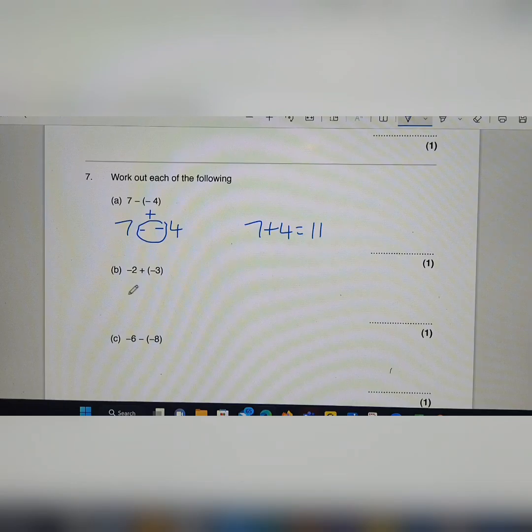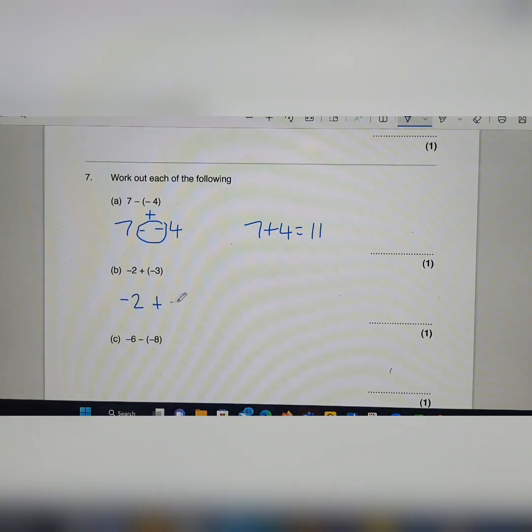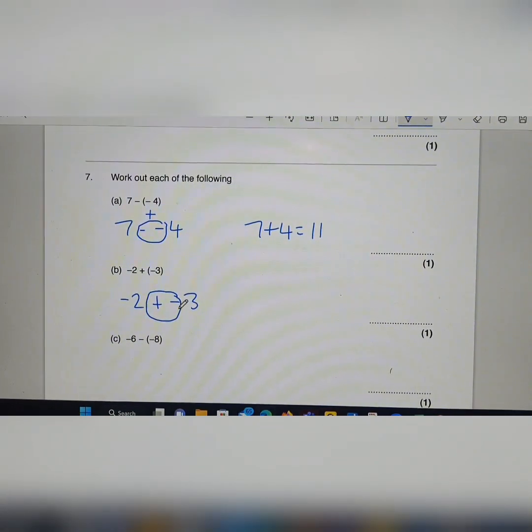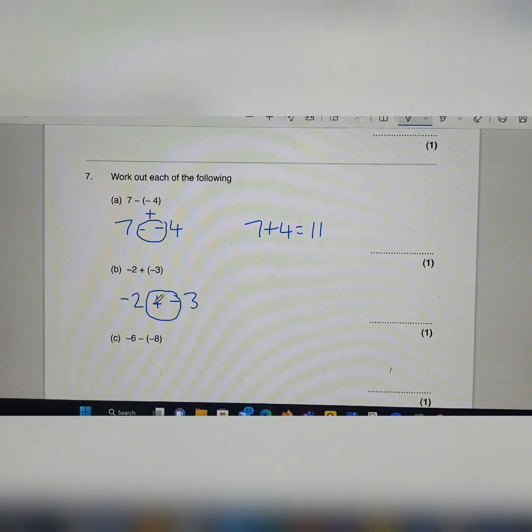For this second one, I'm just going to write it out again. So I'm looking at these two symbols in the middle of the question, so plus and a minus next to each other. So when they're next to each other like this, I need to change it to a negative value because I've got plus and a minus, they're completely different. So I change it to a negative. So the question becomes -2 - 3.